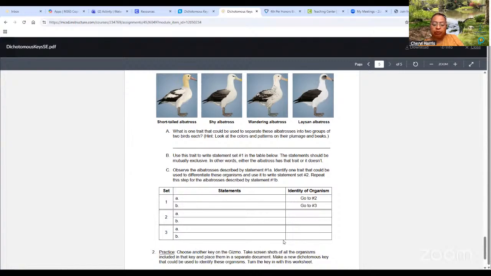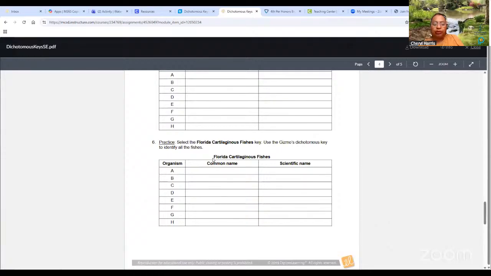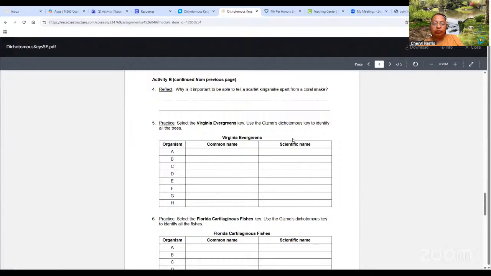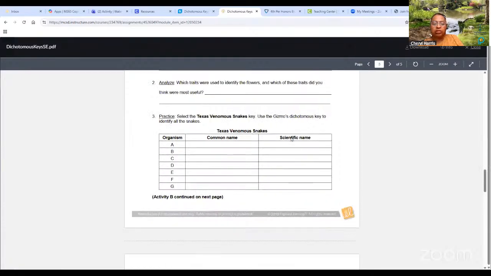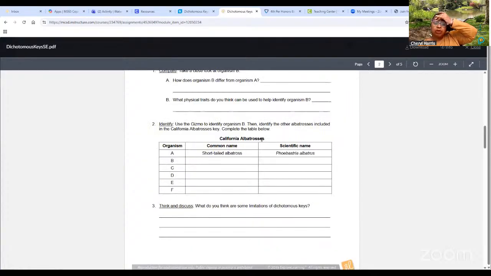That has 3 steps. When you get down here, you have to identify them. So whatever this one is, when it says go to 3, at the end of the line for 3 should be the name of whatever organism you have. All right. So you have to do all of the organisms for your fish, all the ones for the evergreens, all the ones for the snakes and the flowers, and starting with the birds.